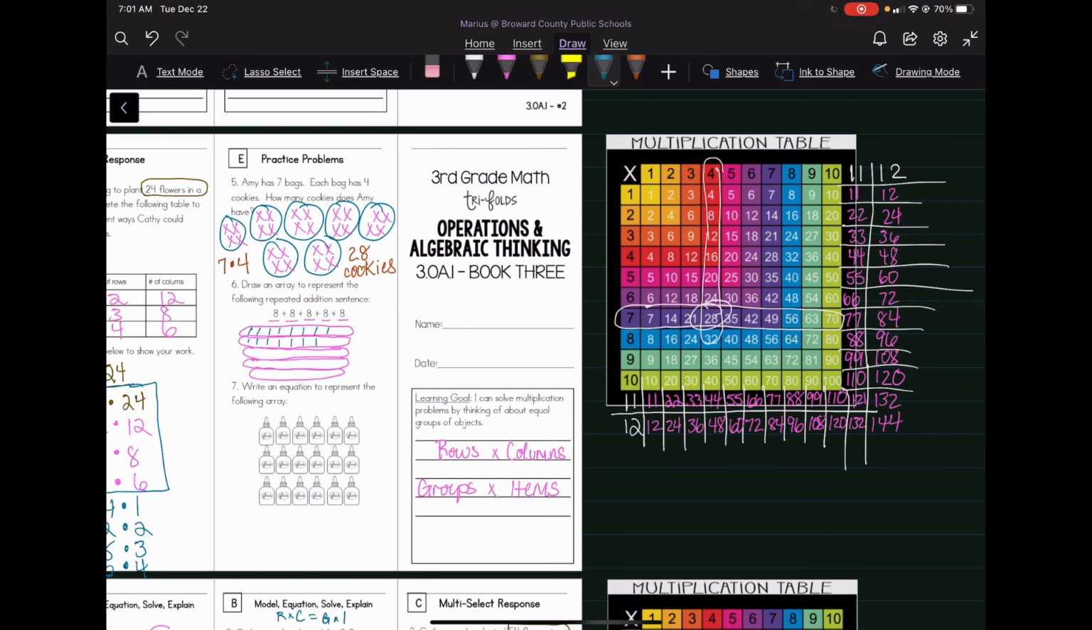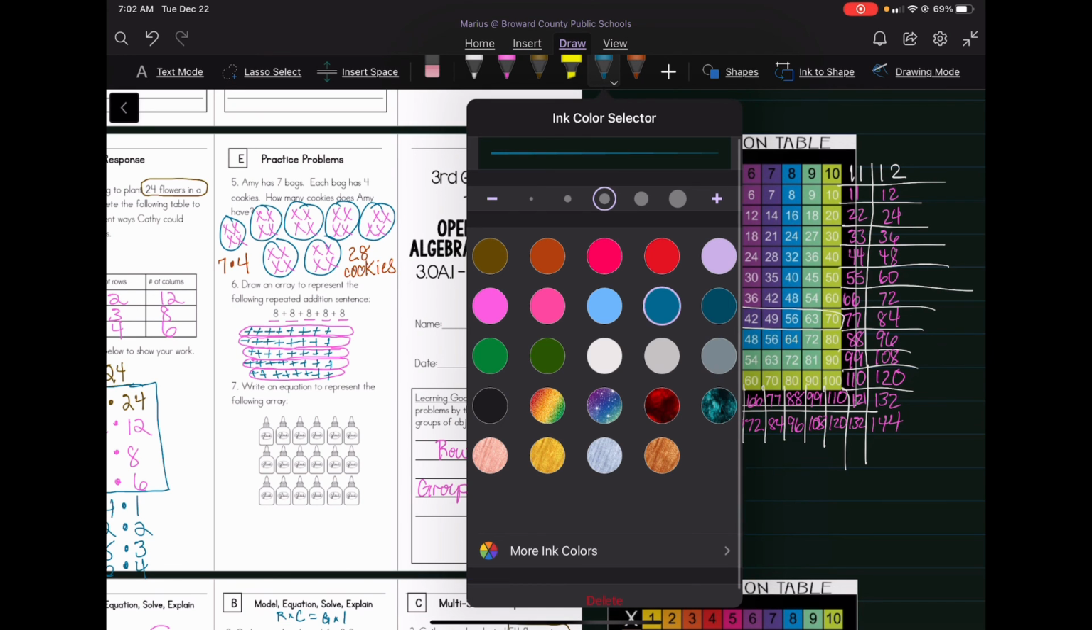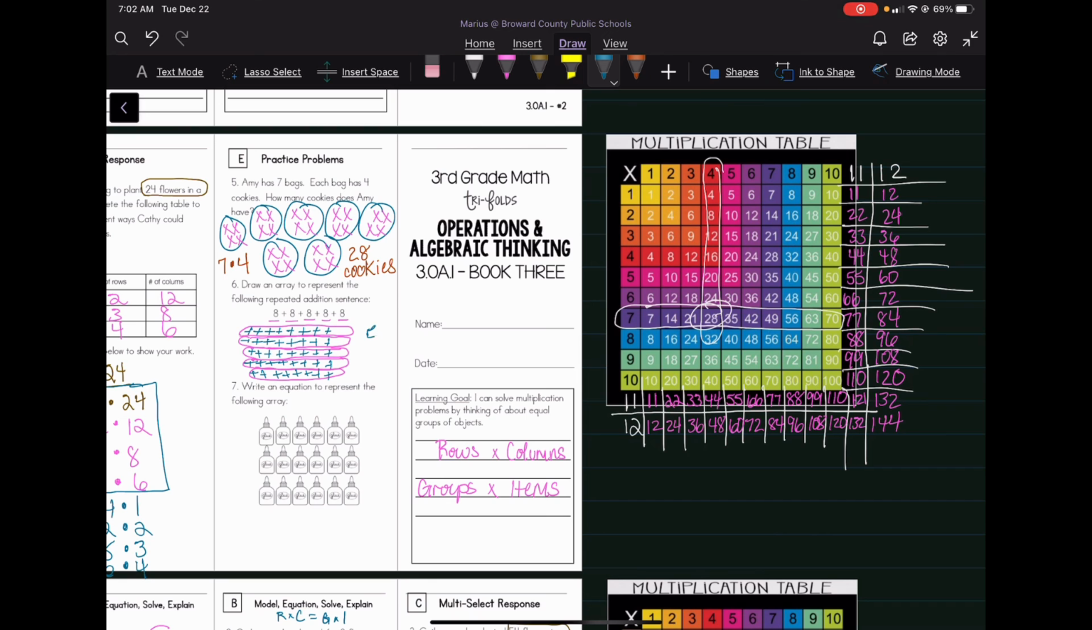I repeat this for each of the 5 rows, and I put a slash through each one to make them stand out just a little bit more. So here's my array. My 5 groups with 8 items in each group. And really, this represents 5 times 8, which equals 40. Okay.